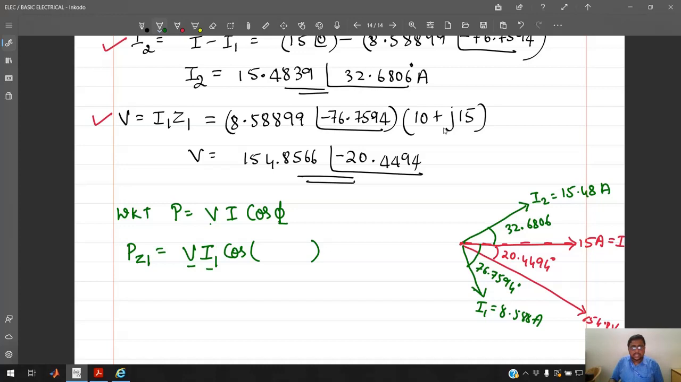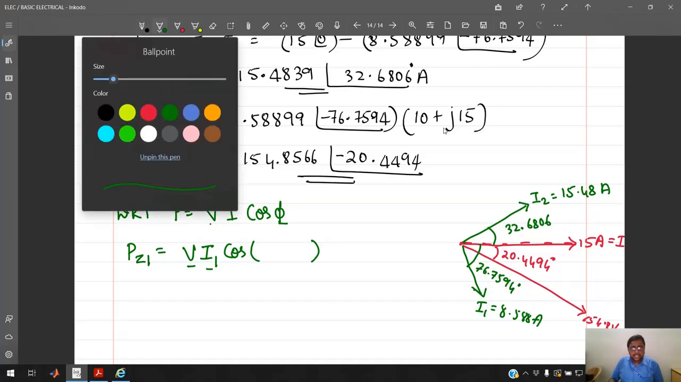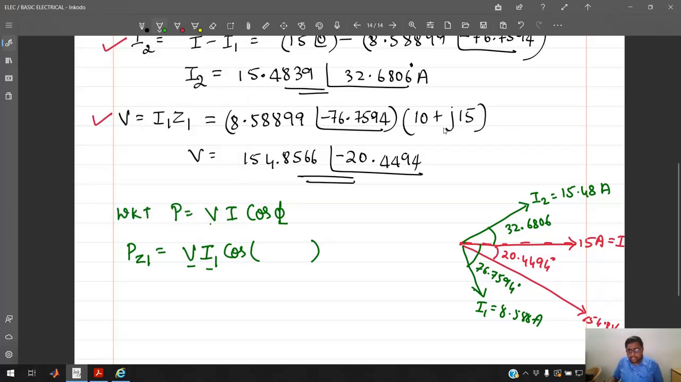Now what is the thing you need over here? It is the angle between V as well as I1. So what is the angle between V and I1? You see here, this is V, this is your I1. I need the angle between V and I1, which is nothing but 76.7594 minus 20.4494. So you have to write cos of 76.7594 minus 20.4494. I hope you have understood how we are solving here.